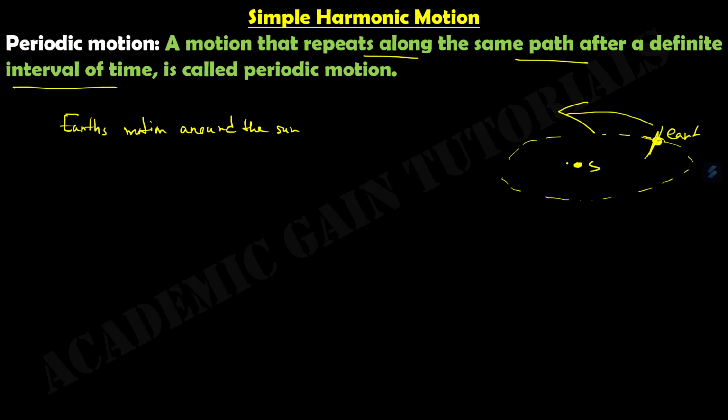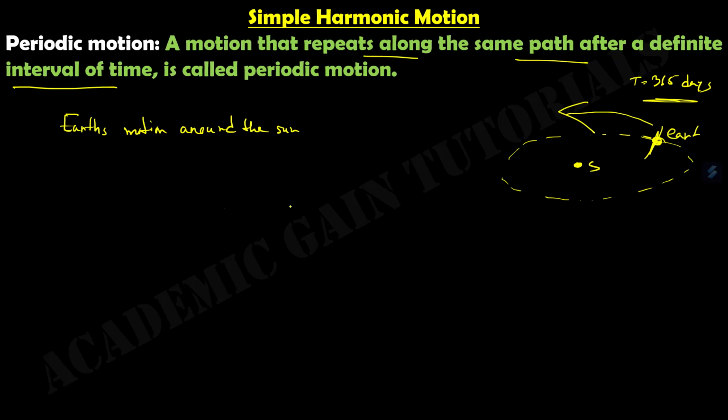The time period of our Earth is 365 days, a year. So every 365 days, it completes a round around the sun. So this is our definite interval of time, and this kind of motion is known as periodic motion. So you can say that the Earth's motion around the sun is periodic motion.